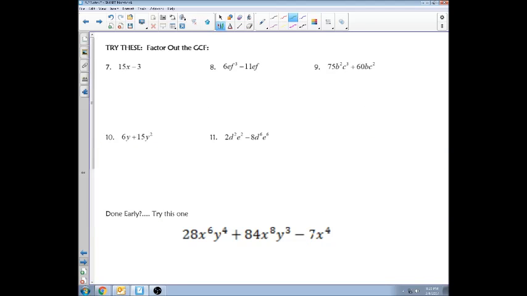I want you to try some of these problems on your own, but I want to show you something from problem 11. So you guys are going to try 7, 8, 9, and 10 on your own. Bring them with you tomorrow. We can talk about them. But number 11, let's look at that real quick.